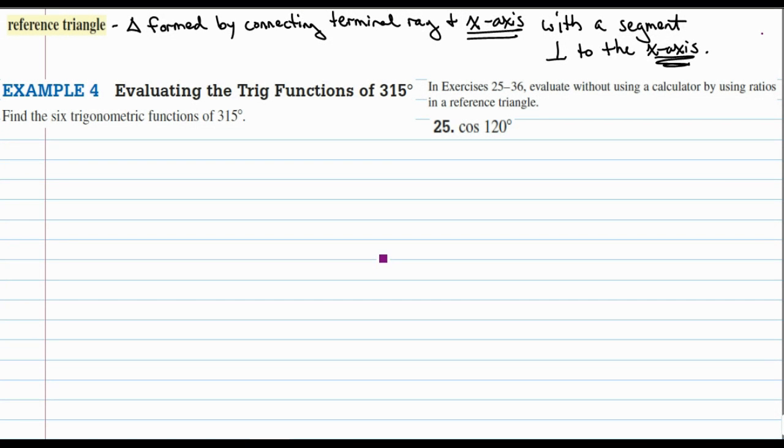This is the screencast for section 4.3, example 4. Here's what you've been waiting for. What is a reference triangle? I know I've had you on the edge of your seats. All right, well, a reference triangle is this triangle formed by connecting the terminal ray and the x-axis with the segment that is perpendicular to the x-axis.